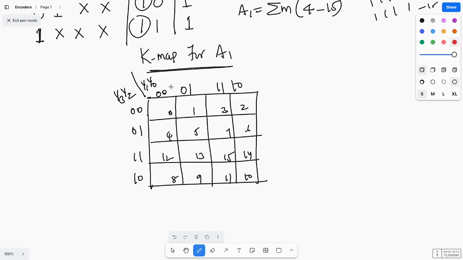4 to 15 you got, no? So 4 to 15 means 4 5 6 7 for a1, no? Okay, 4 5 6 7, and next 8 9 10 11 12 13 14 15. So this is one octet, and this is one octet, and this is one octet. Okay, so an octet will eliminate 3 variables.